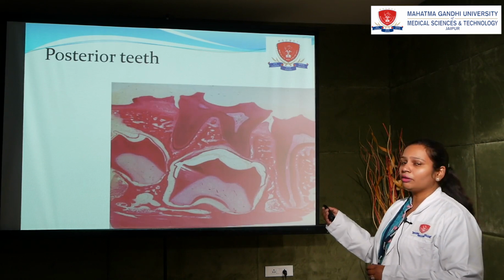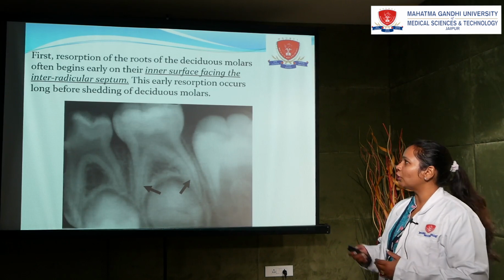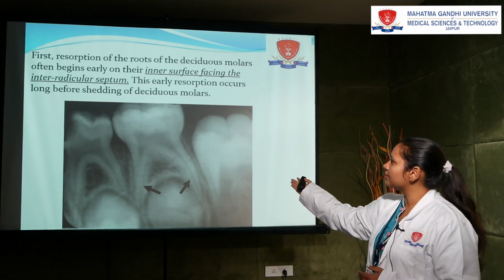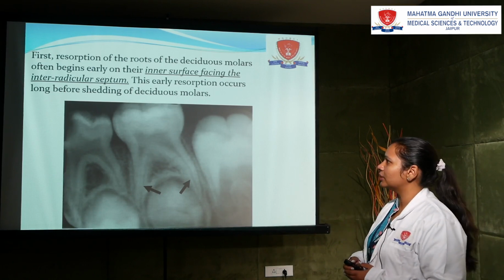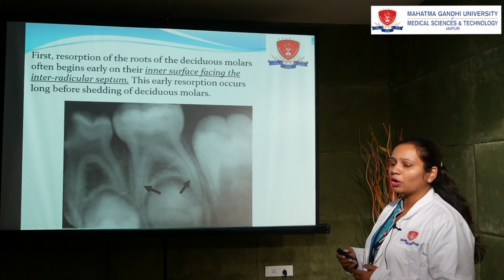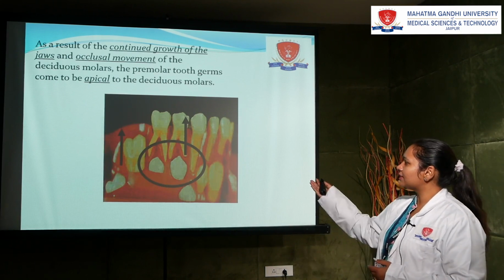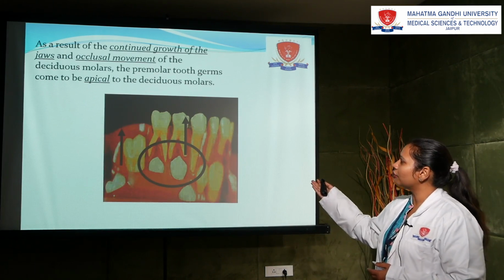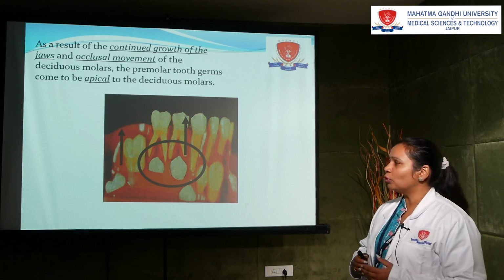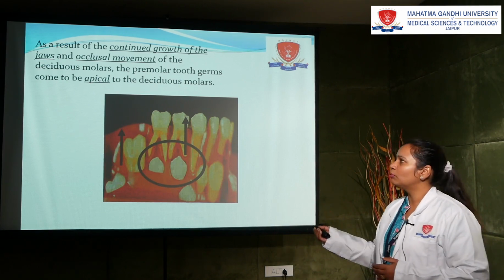So now if we come to the posterior teeth, that is molars, first the resorption of the roots of the deciduous molars often begins on their inner surface facing the interradicular septum, and this early resorption occurs long before shedding of deciduous molars. As seen here, as a result of continued growth of the jaw and occlusal movement of the deciduous molars, the premolar tooth germs come to lie apical to the deciduous molars.